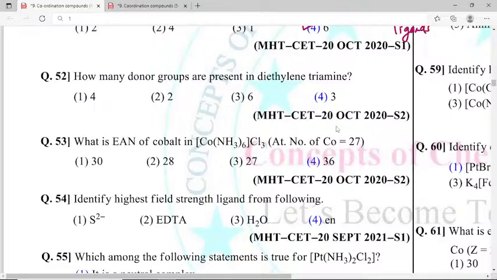How many donor groups are present in diethylene triamine? 3. What is the effective atomic number of cobalt? So what is the formula here for cobalt? That's Z minus X plus Y, effective atomic number. So this is 27 minus oxidation number here. This is minus 3, complex having the plus 3. Ammonia is 0, so obviously plus 3. 6, 12, so this is 12. 24, 36. So 36 is your answer.